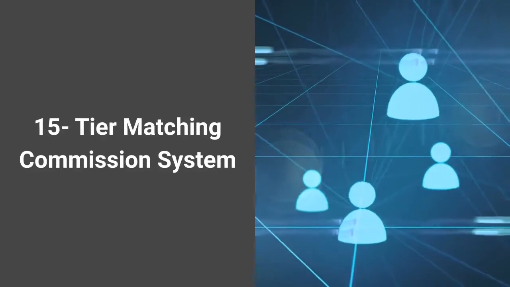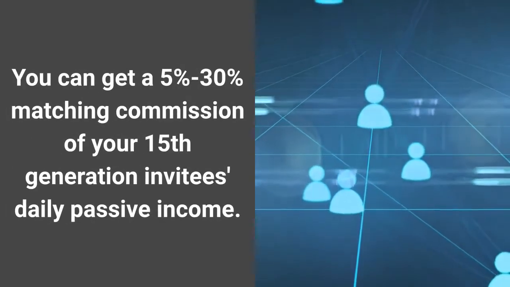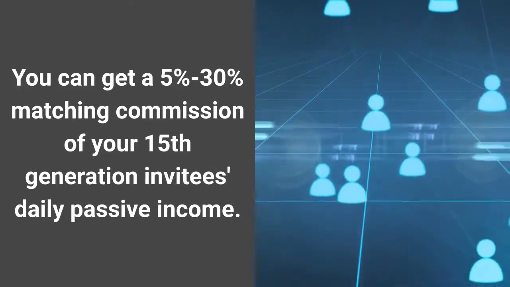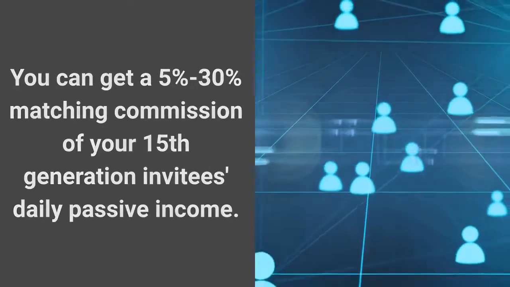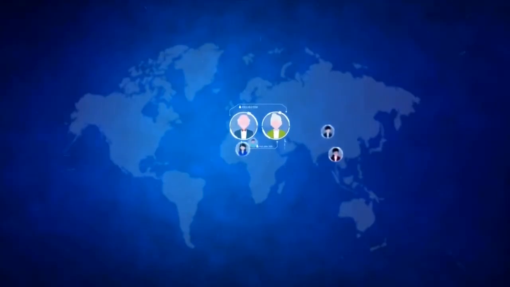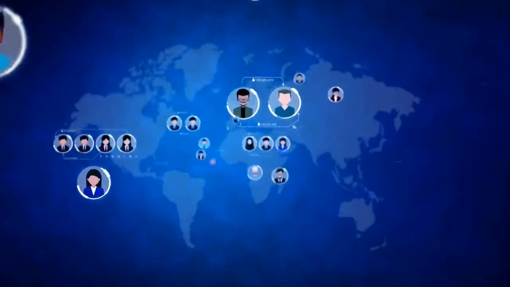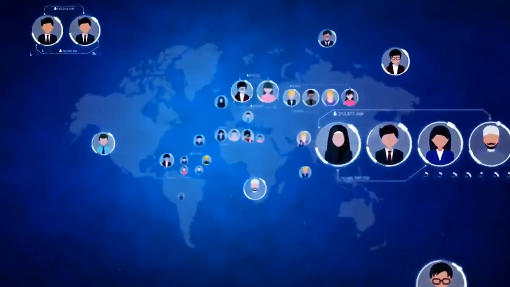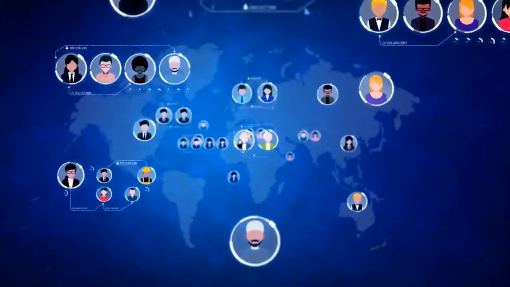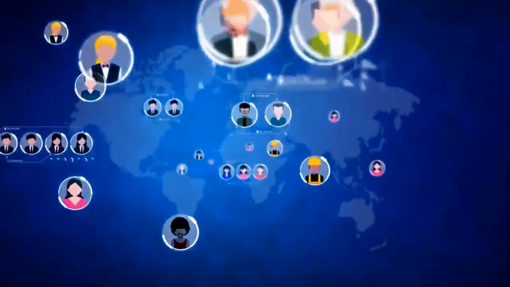15-tier matching commission system. You can get a 5% to 30% matching commission of your 15th generation invitee's daily passive income. Daily top 4 sponsor. TRONWIN has the leaderboard of top 4 sponsors. The 3% of all deposits in TRONSTAR will be injected into the top referral pool, and the top 4 sponsors will share the 10% of the top referral pool every day.